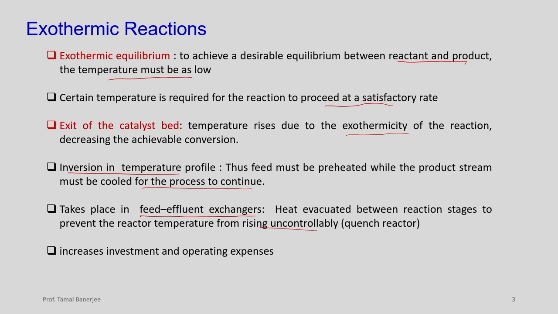So, you either use a quench type of reactor, where you quench the heat, or you can preheat and then insert it into the reactor. That is called inserting the feed at different stages of the reactor, so that it gets preheated automatically through the incoming stream. But with these feed effluent exchangers, it will increase the investment and operating expenses, because you need another exchanger, another heat transfer equipment, to heat the feed and then send it to the reactor.